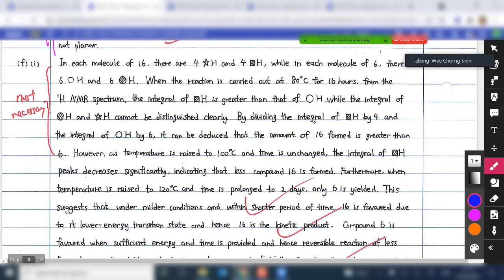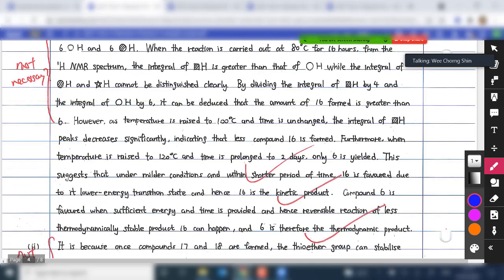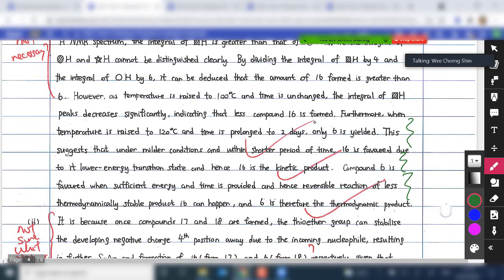So there are quite a lot of interesting ideas here, but really we may not need all this. The main thing here is really the shorter period of time, which I thought we should focus on over here, this portion, and then showcase the kinetic product, and therefore showcase the thermodynamic product.